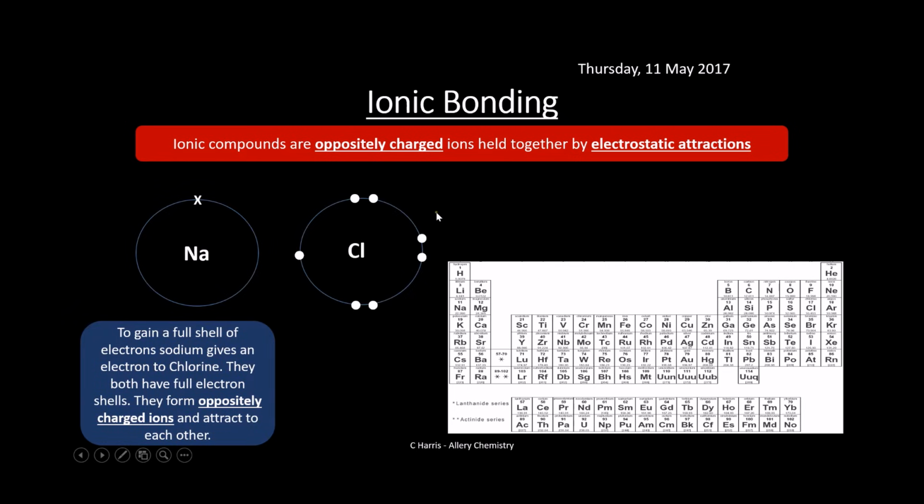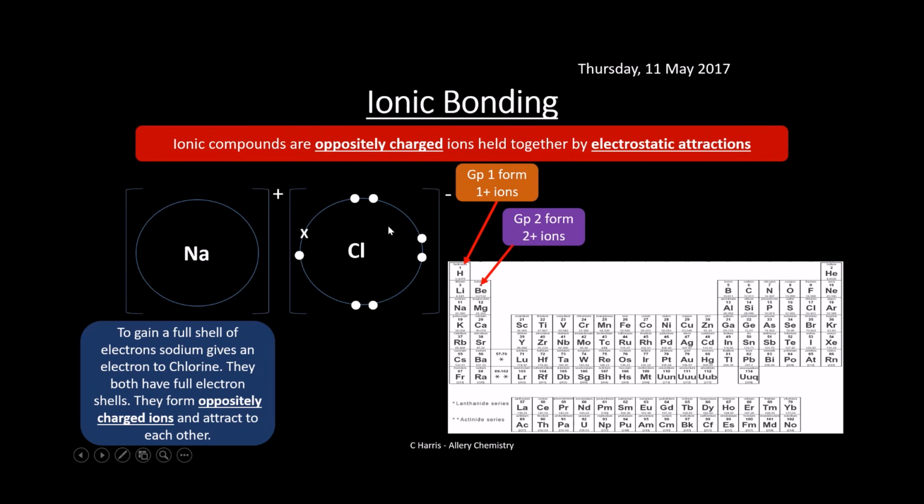So let's look at an example. Here's sodium, here's chlorine. Sodium has one electron in its outer shell. It needs to lose that electron to get a full shell. Chlorine needs to gain one to get a full shell. Basically they're going to form ions in the end, and they're going to attract each other. So there's your sodium ion, which is positive, and chloride ion. These two attract each other because they're oppositely charged.